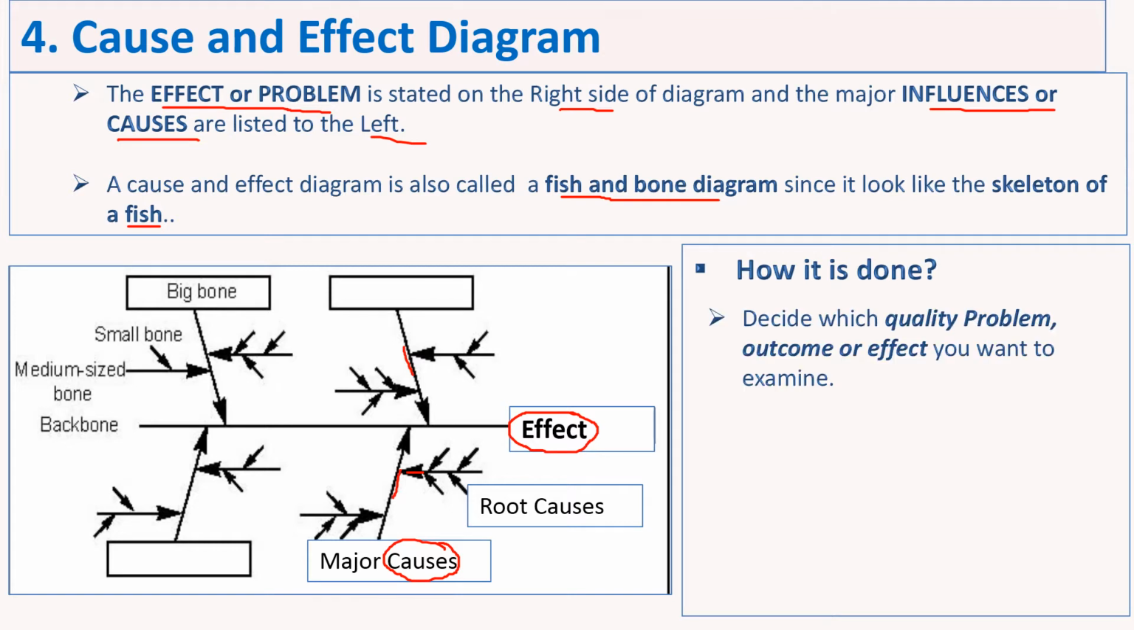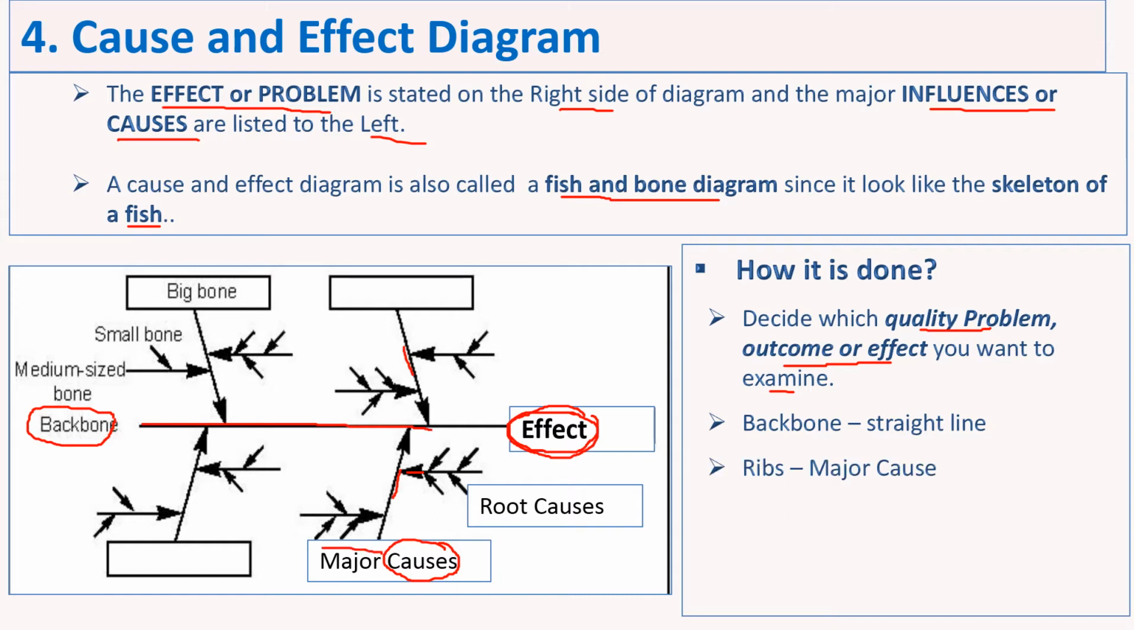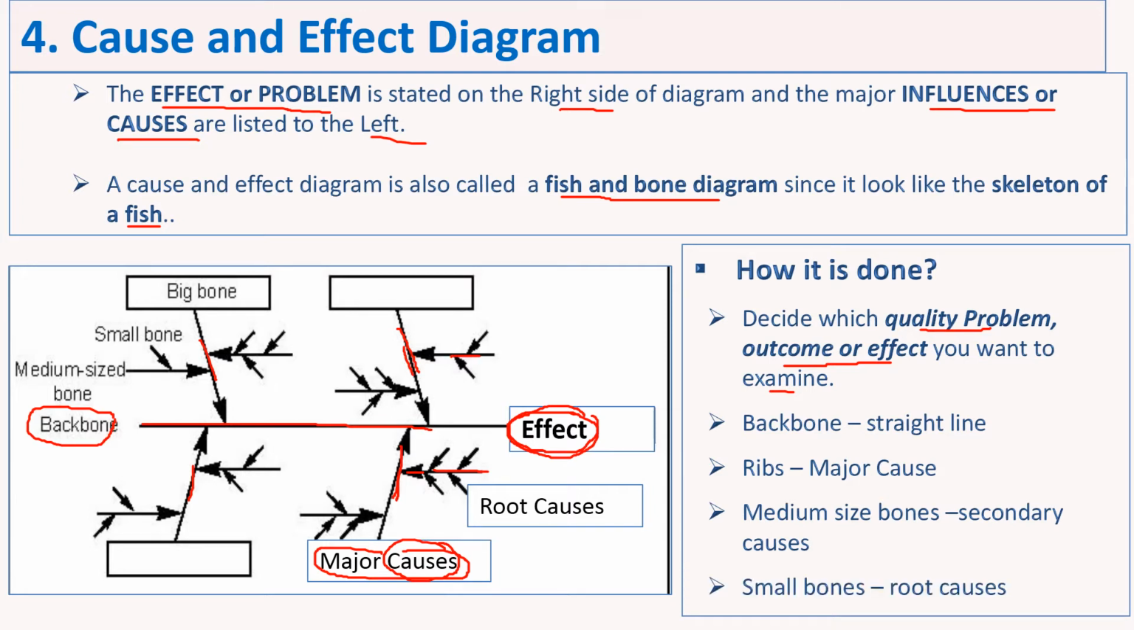How is it done? Decide which quality problem, outcome or effect you want to examine. First we have to decide this. Then the backbone, which is a straight line, I have drawn here. Then the ribs are the major causes; there are 4 ribs written here. Then the medium size bones are the secondary causes. Then the small bones are also called the root causes.